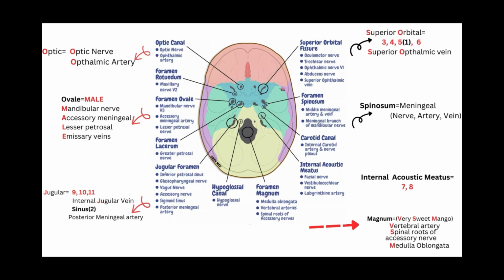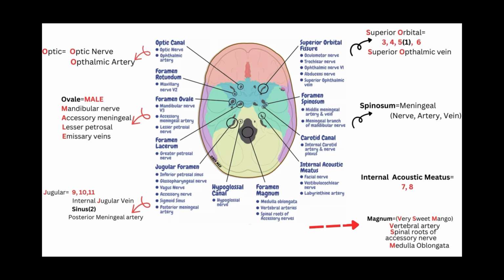So after 3, 4, 5, 6, the seventh and the eighth cranial nerve are from the internal acoustic meatus. That is your facial and the vestibulocochlear nerve. So now we are done till 8. So 9, 10, and 11 are from the jugular foramen. Along with the jugular foramen, remember J, the internal jugular vein also passes. Then there are two sinuses which pass through the jugular foramen, that is the sigmoid and the petrosal sinus. And then lastly, the posterior meningeal artery also passes through there.